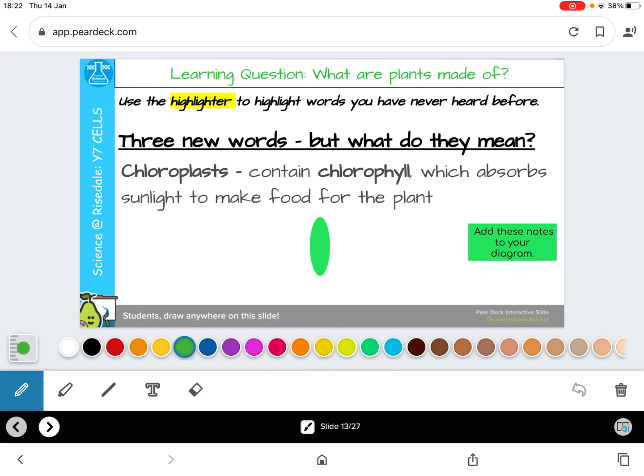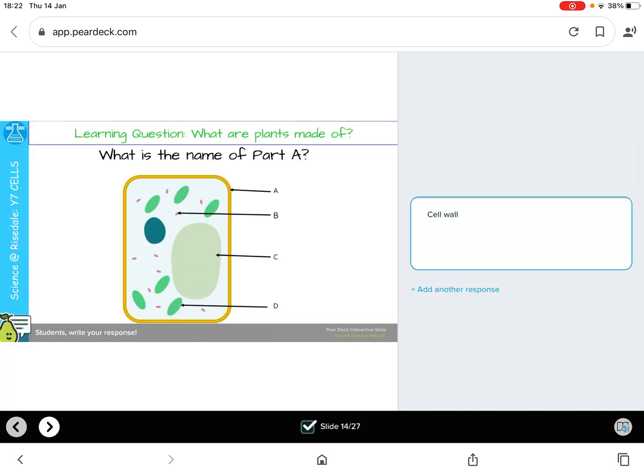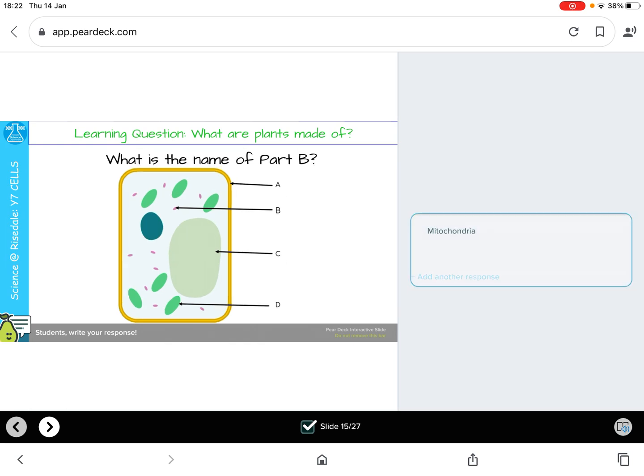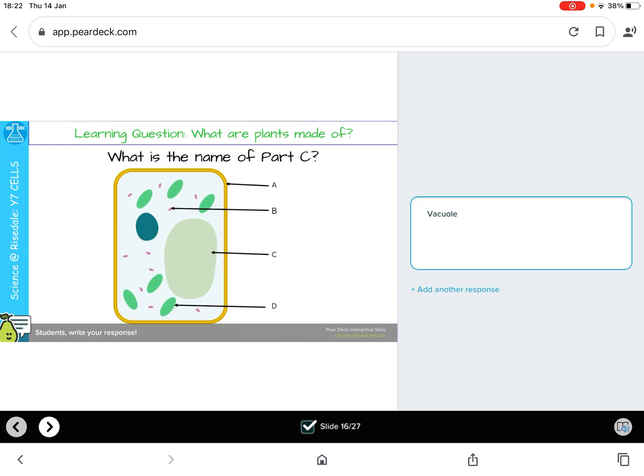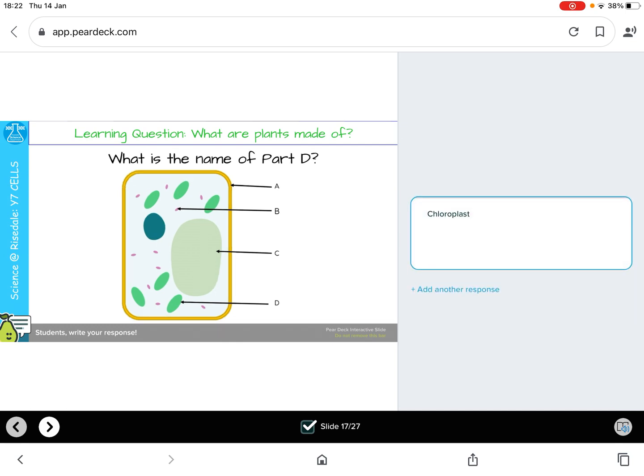So their job is to make the food for the plant. So, quick few questions on that information, which if you drew the picture and added the notes, would be easy peasy. What was the name of part A? The cell wall. What was the name of part B? The mitochondria. What was the name of part C? The vacuole.